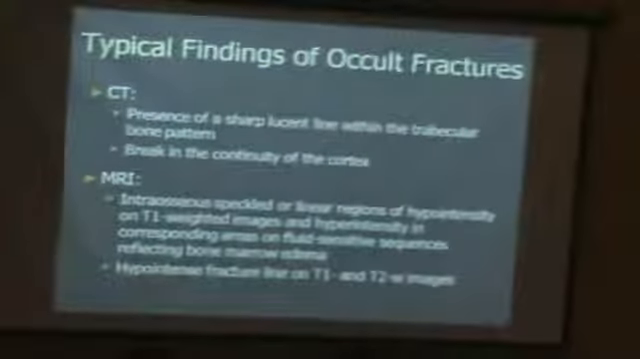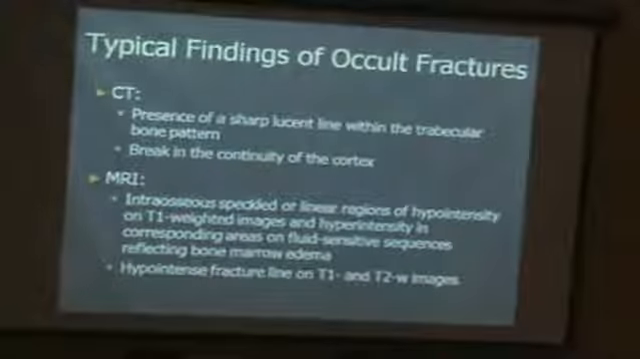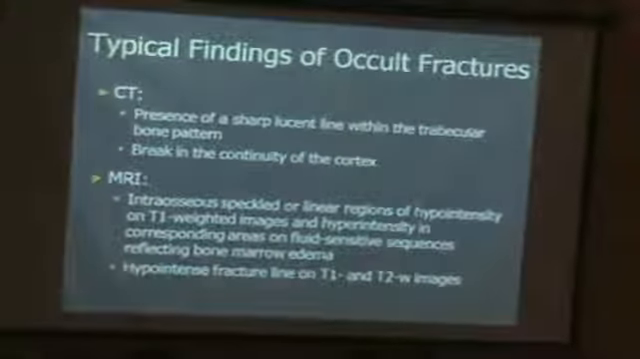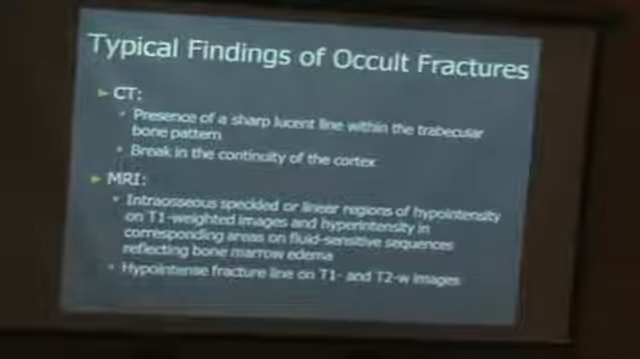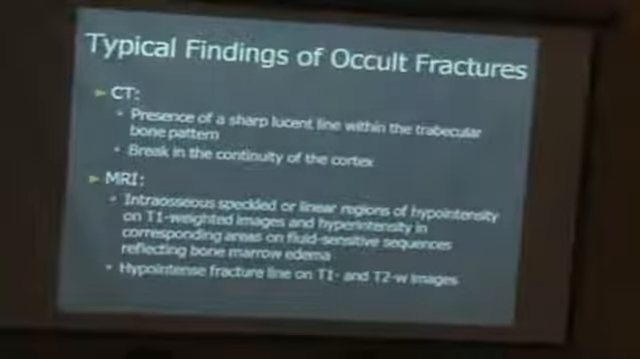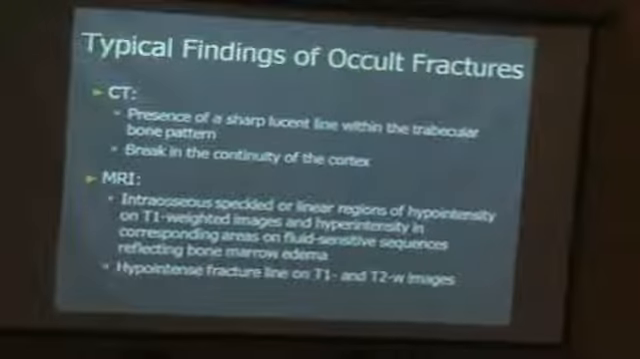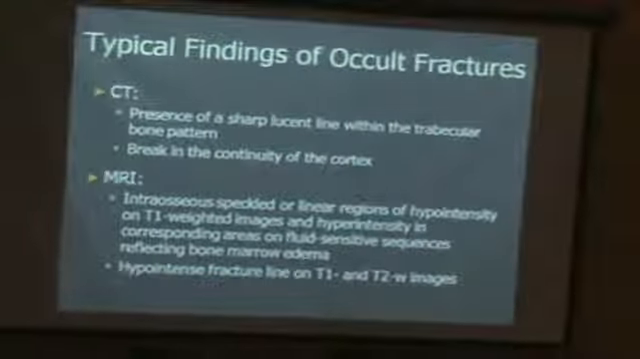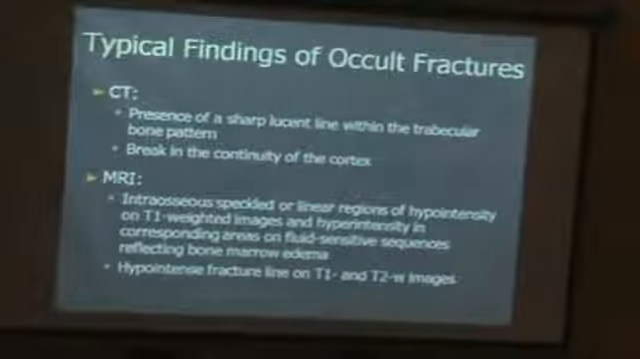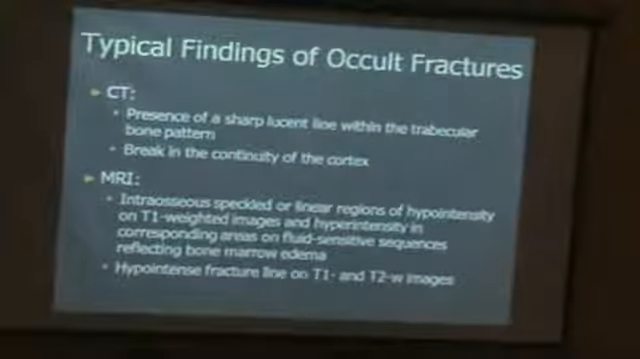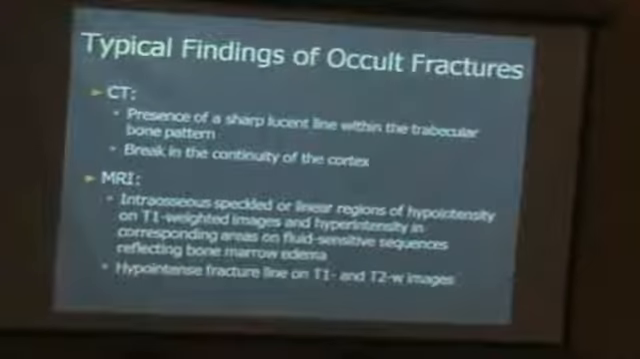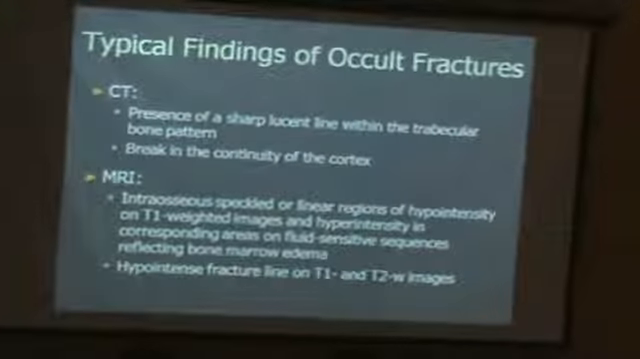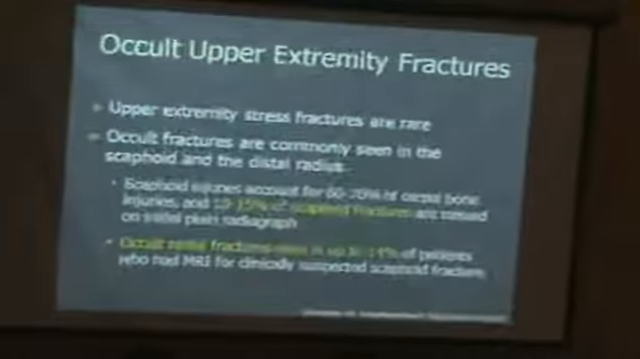Now the CT is of course good as well, and it will show you that sharp lucent line within the trabecular bone. But again, as I said, sometimes the MRI will show that bone marrow abnormality, that subtle fracture, sometimes without fracture, so it will be stress reaction or bone contusion. That is very important information for the referring physician that the CT scan will not show you. So I do think if you have the opportunity after the X-ray and there is high suspicion of a fracture, go to the MRI as the next step.